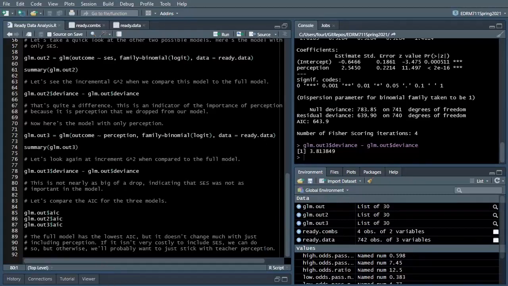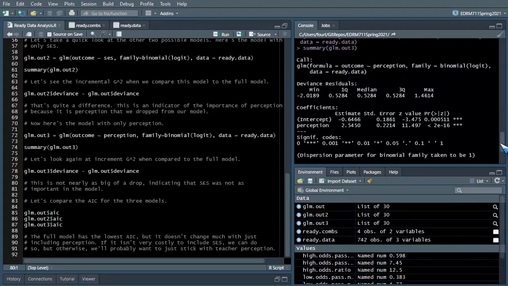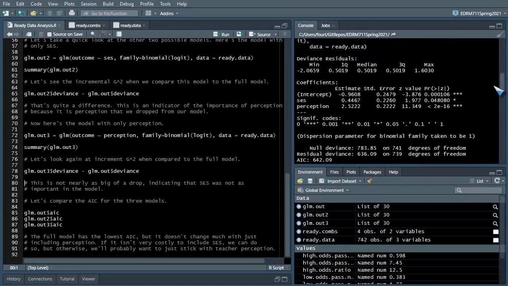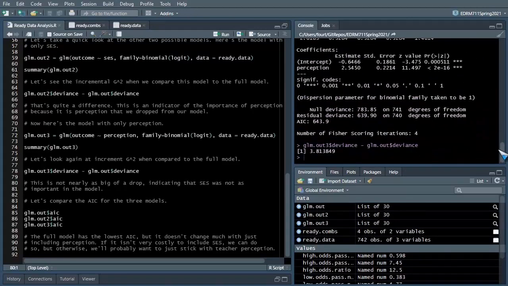So it's not nearly as big of a drop when we drop SES, meaning SES is not as important in our model. That really matches quite nicely with what we saw here when we looked at the full model of the p-values, noting that both of these had low p-values, but for perception, it was a really, really tiny p-value. So if I had to just have one model with one variable, I would certainly choose perception over SES.